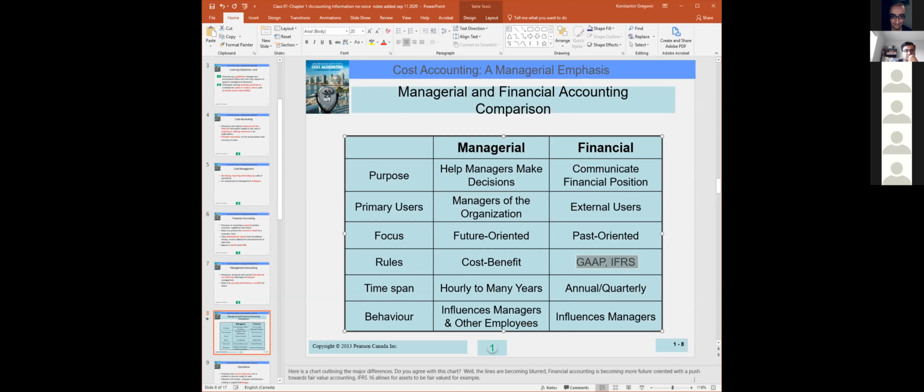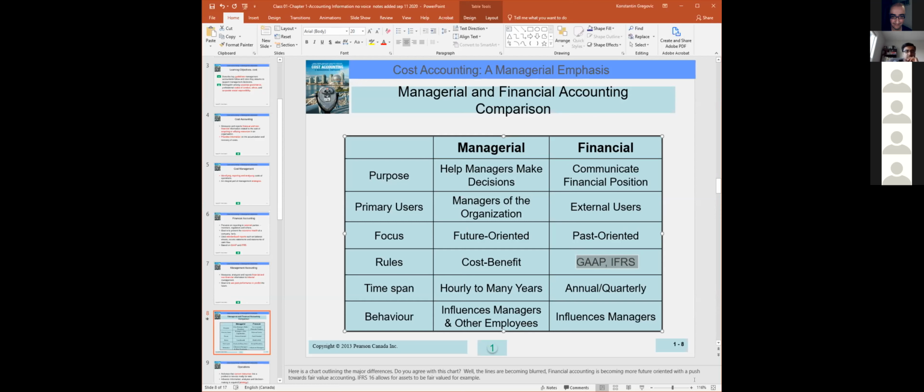Now, one thing I wanted to mention, like I said, the lines between managerial and financial statements are getting blurred. Financial accounting is becoming more future oriented. There's a push to more fair value accounting. A good example, does everybody know IFRS 16, I think it's IFRS 16.